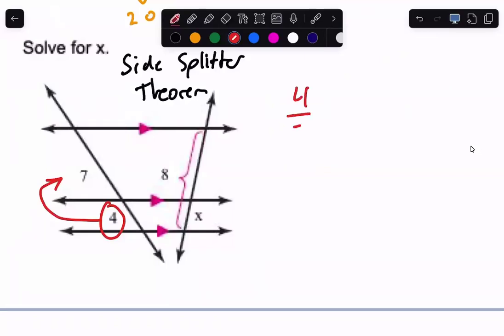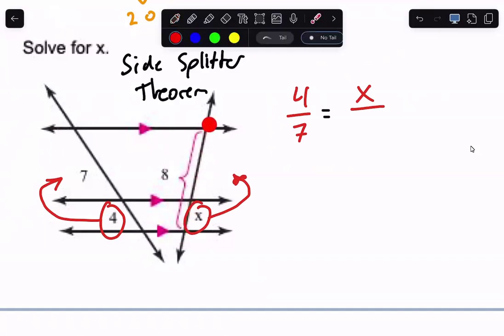So 4 proportional to 7 is equal to x proportional, which makes this one a little bit tricky because you got to figure out what that little portion of the segment is. So here's the thing. This whole thing is 8. This little segment here is x.